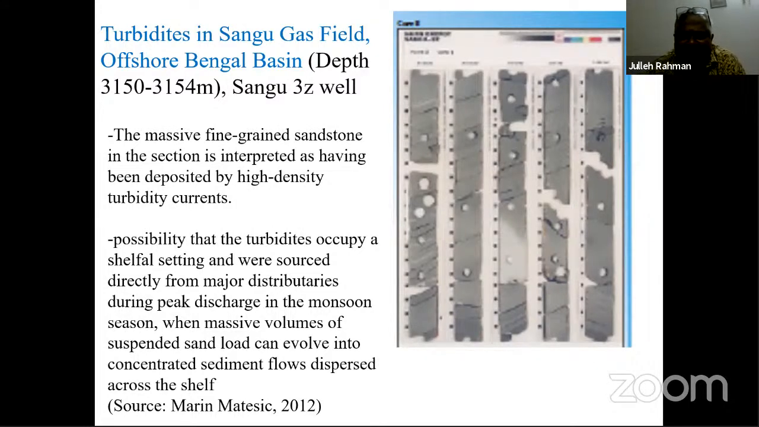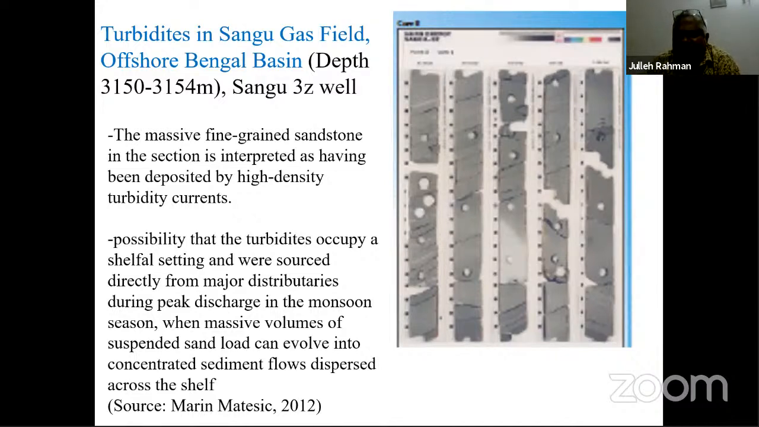This turbidite is spread across the shelf area. This is shallow water turbidites. These sediments actually disperse from Paleo Brahmaputra, Paleo Ganges, like paleo channel areas. During peak discharge, triggered by monsoon time, massive volumes of suspended sediment can evolve into concentrated sediment flows that disperse across the shelf. So this process is called hyperpycnal flow, but this is not the classical turbidite.